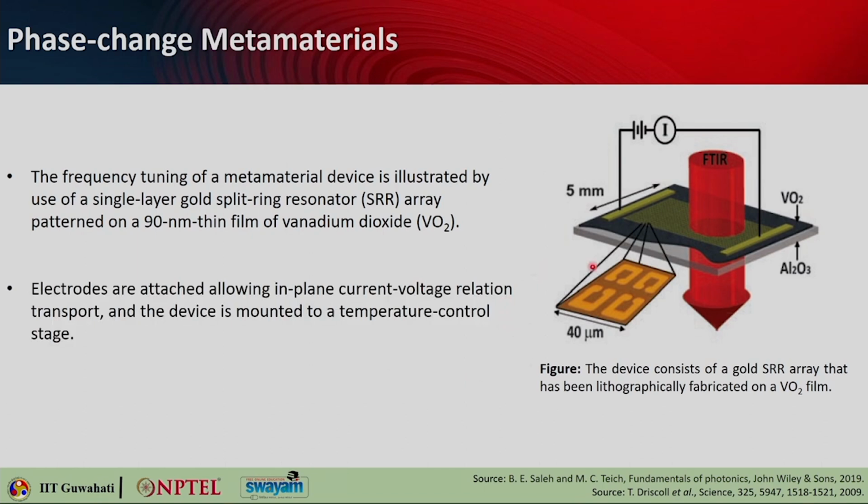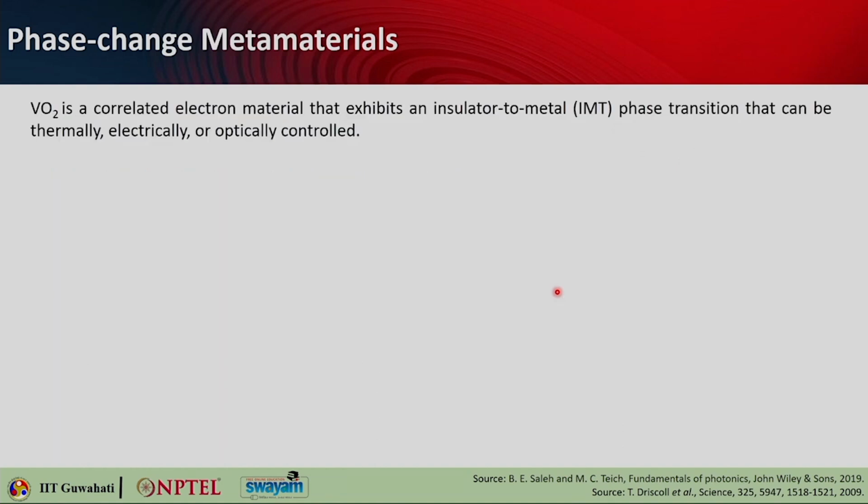So, the electrodes that you see here are attached, allowing in-plane current-voltage transport, and the device is basically mounted on a temperature control stage. Now, VO2 will change its phase from insulating to metal depending on the temperature. The transition temperature is typically 68 degrees, that we will see quickly.